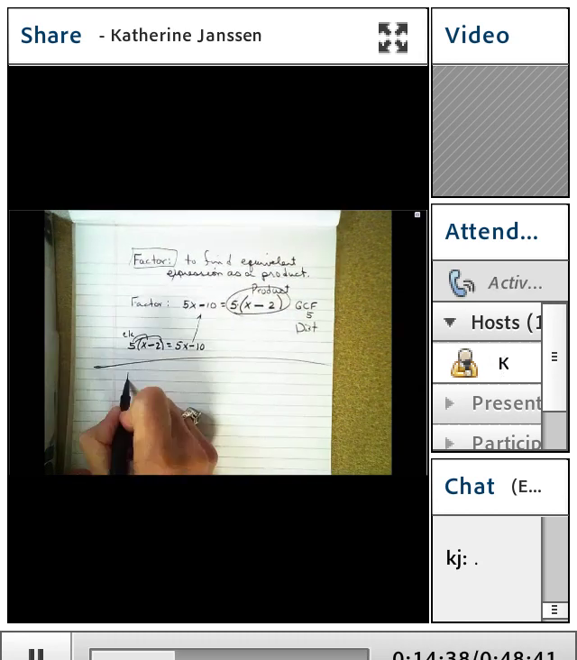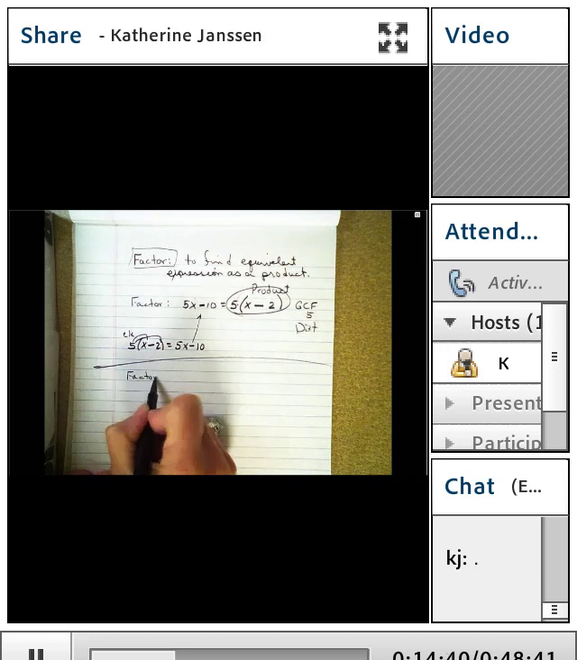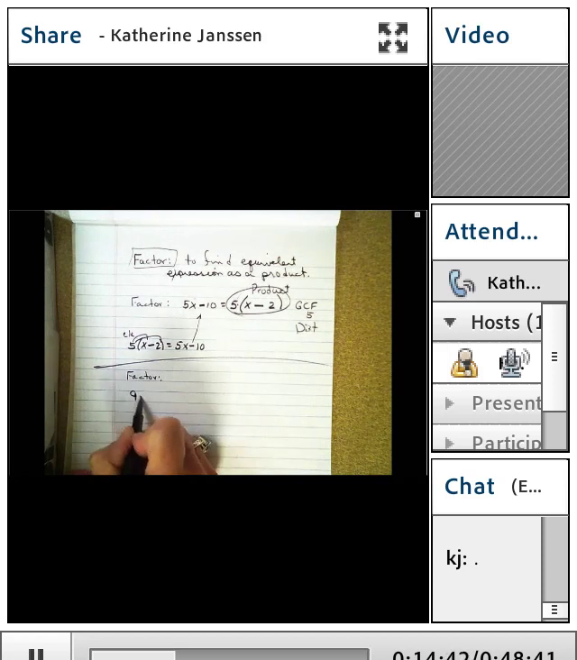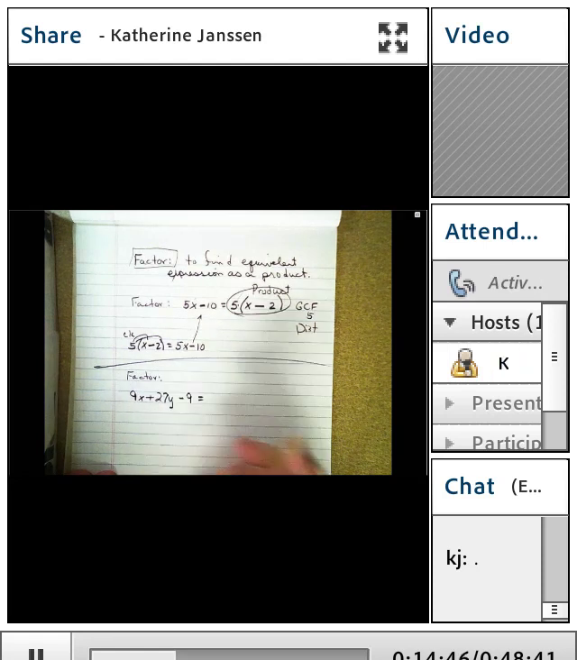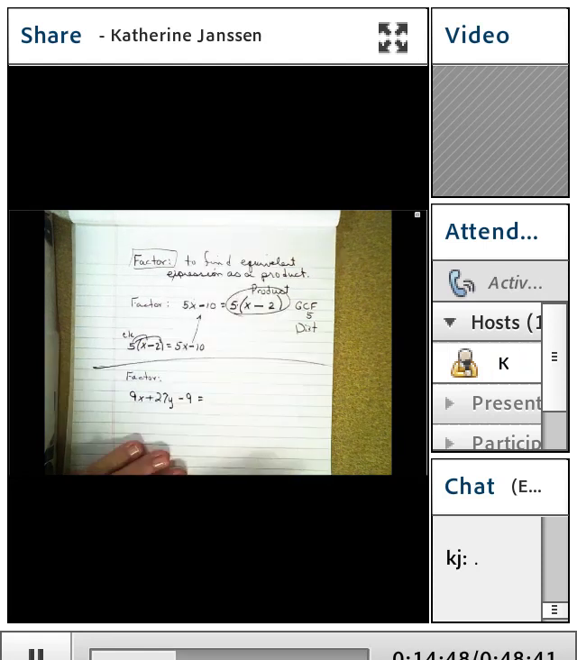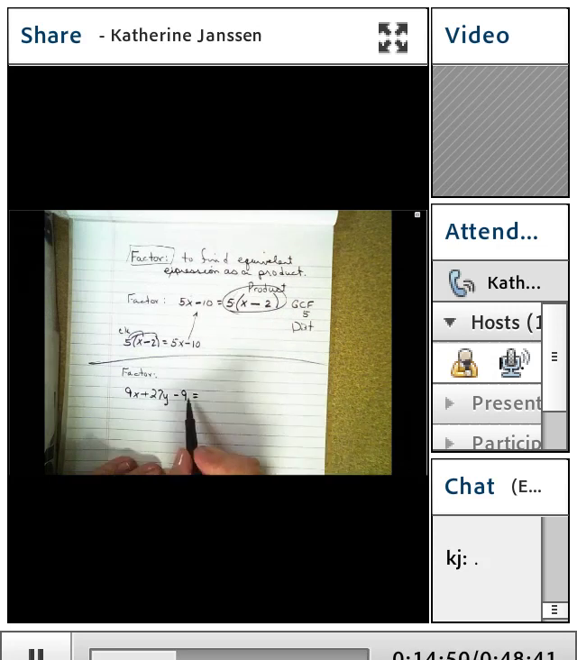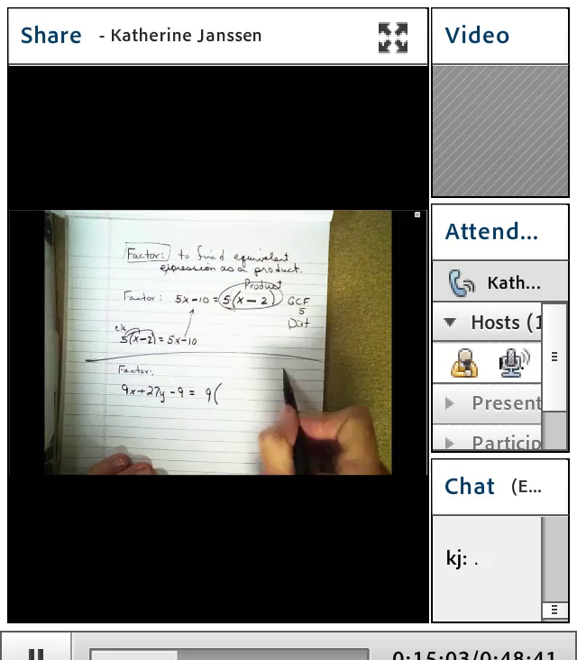You're asked to factor 9x plus 27y minus 9. Factor means that I need to have an equivalent, equal product, something times something. So I see I have a greatest common factor of 9. I'm going to factor that out and use my distributive property.